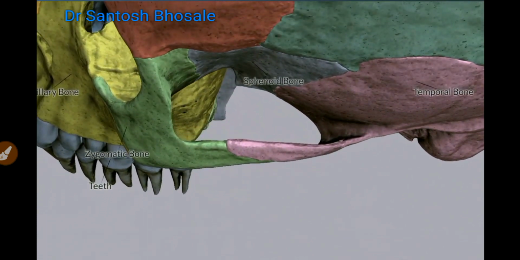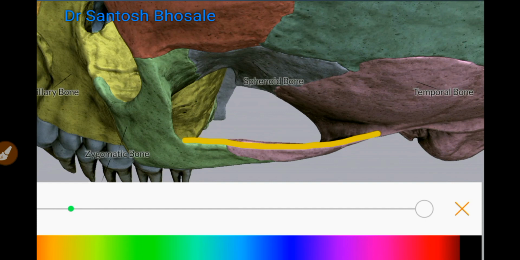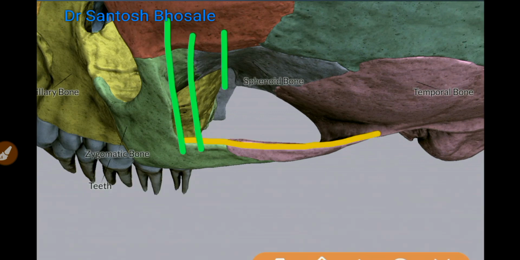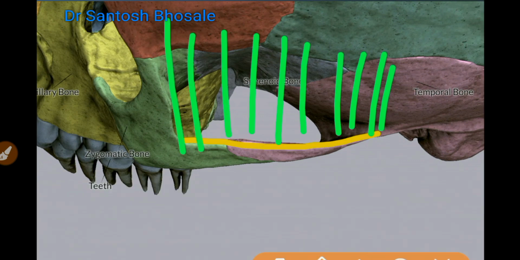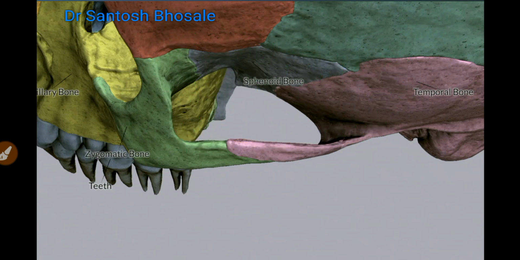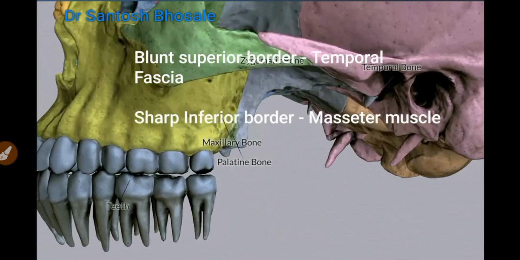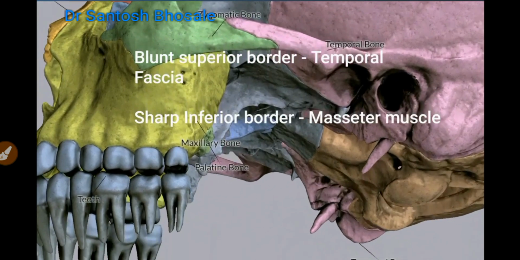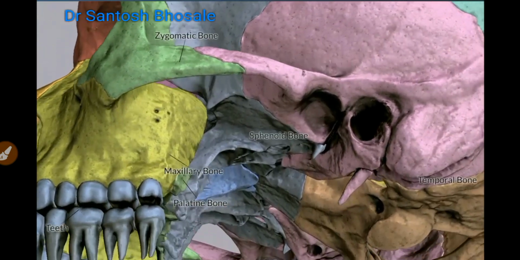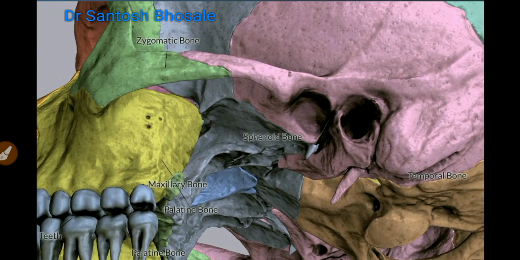So you can see here, and when you see the border, the zygomatic arch has an upper blunt border and a lower sharp border. Upper blunt border gives attachment to temporal fascia, which forms the roof of this temporal fossa, whereas the lower sharp margin gives attachment to the muscle called masseter, muscle of mastication.